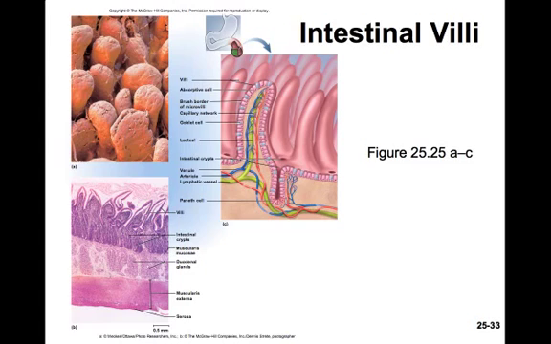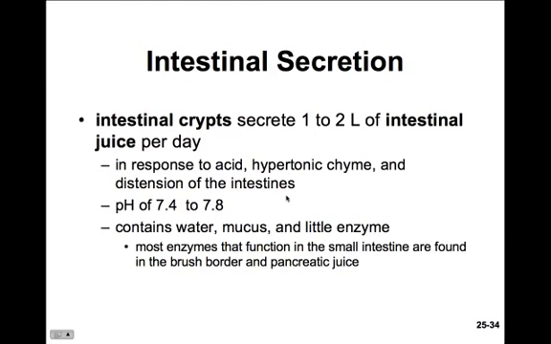Here we can see some scanning electron microscope villi, as well as a histological section, which shows all the intestinal crypts, as well as the villi, duodenal glands, and then this thick layer of muscularis interna. So intestinal crypts will secrete about 1 or 2 liters of intestinal juice per day.